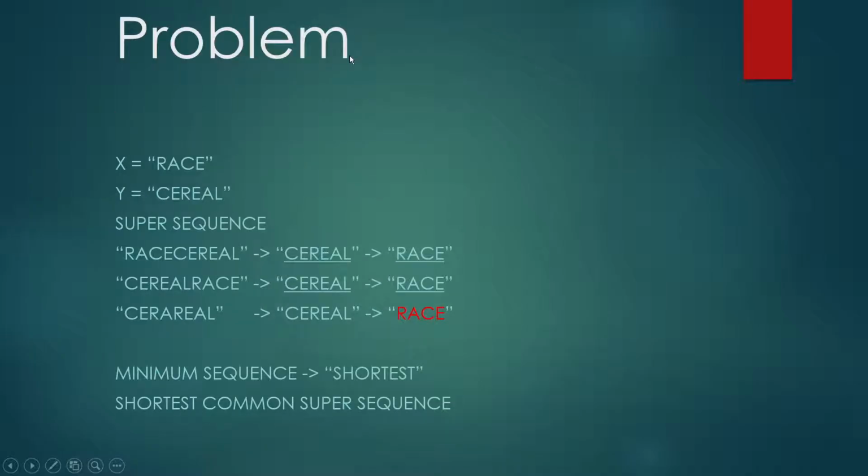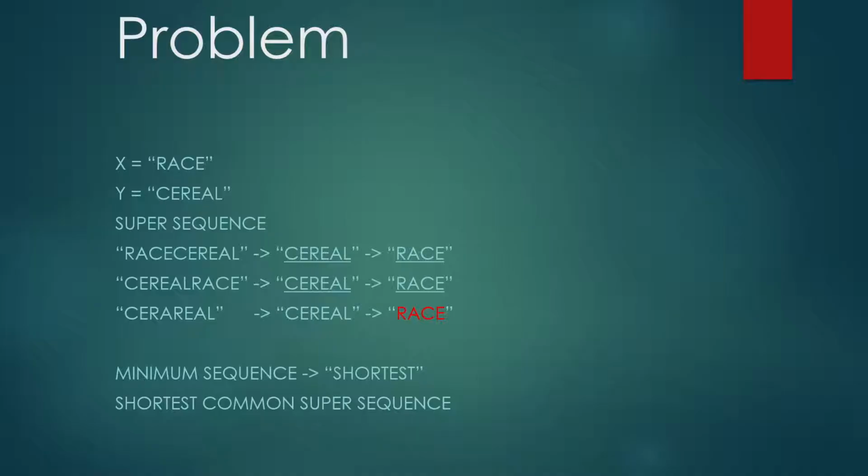To understand the problem itself, let us take an example. Suppose there are two strings, namely race and serial. Now we have to find another string that contains these two strings as sequences. A simple example can be raceserial or serialrace. Here both of them contain both race and serial. So raceserial or serialrace can be called a supersequence.